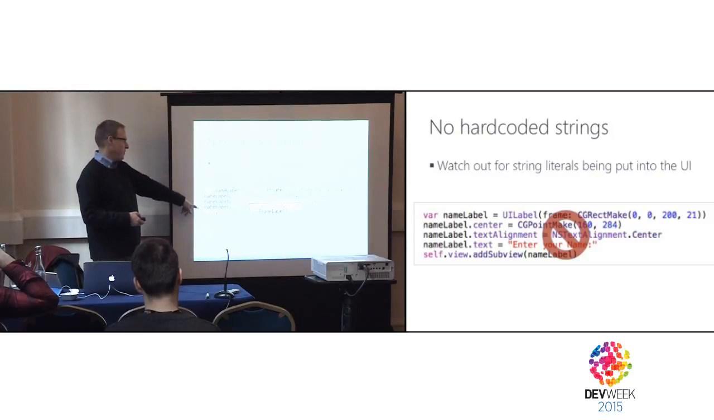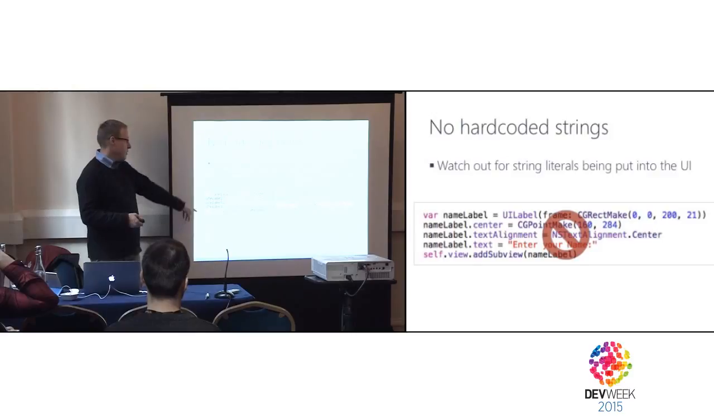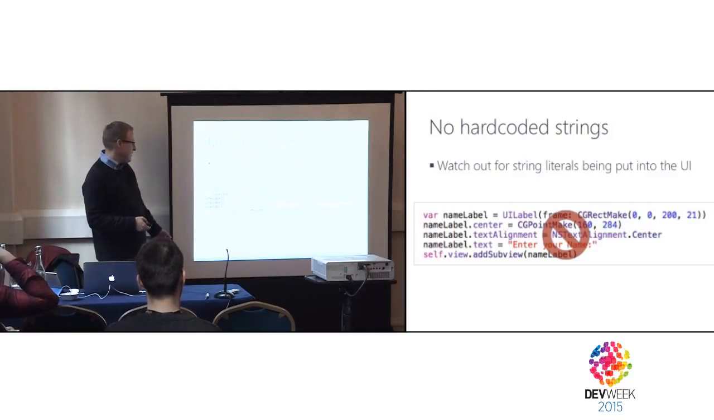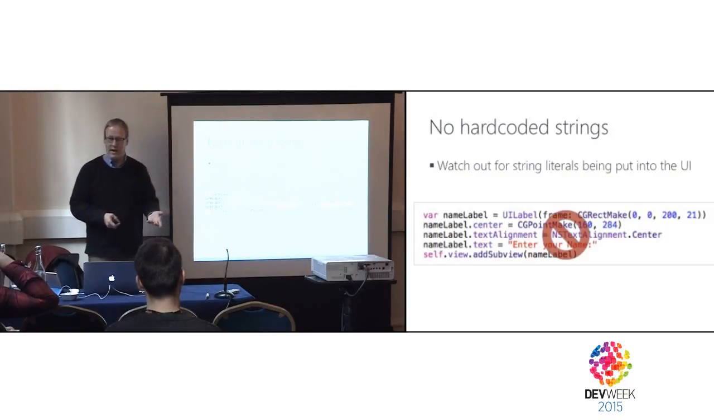So here's just a little bit of Swift. It has a name label that's being created. We've got a string here to enter your name. This is dangerous. We don't want this because this can't be localized. Instead, we want to use some feature of the platform in order to localize that string. So in this case, we're going to use the NSLocalizedString API here. I'll show you that in just a moment.